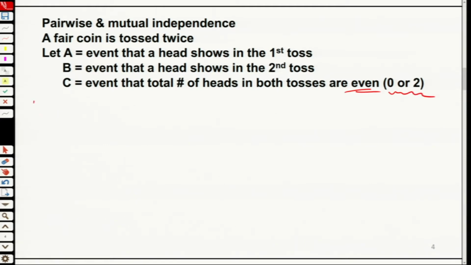Now the first question is: are A and B independent? Why? Because the head showing up in the first toss and the second toss are independent trials.